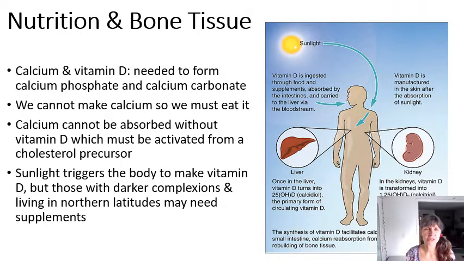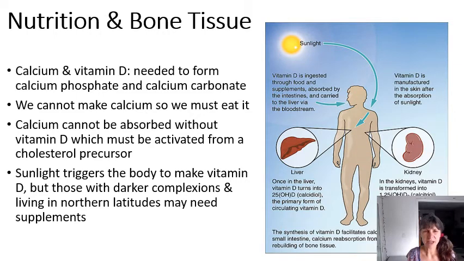In order for bones to develop, grow, and repair, they need the proper nutrition. Calcium and vitamin D are needed to form calcium phosphate and calcium carbonate. Remember that our bones mostly store calcium in the form of hydroxyapatite, which is a combination of calcium and phosphorus. Because we can't make calcium, we have to get it from dietary sources. Calcium can't be absorbed by our intestines without active vitamin D. And active vitamin D is formed from a cholesterol precursor molecule.